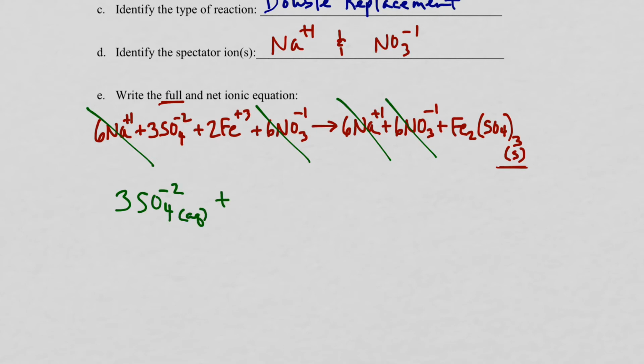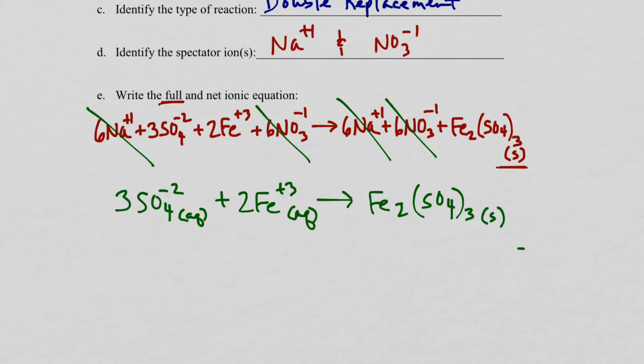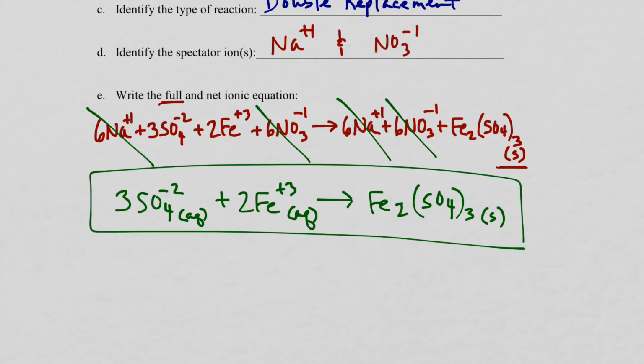This is where I require that you put the aqueous symbols back in for your ions on the reactant side, and I included the solid symbol all the way through. But again, everything should be labeled with regards to states of matter when you get to that final net ionic equation.